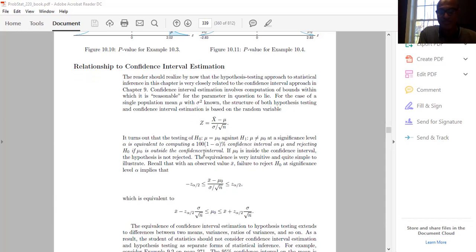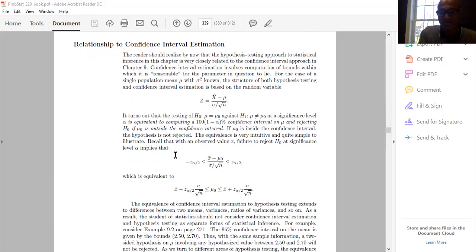If your nu 0 value is outside the confidence interval, reject H0. And if nu 0 is inside the confidence interval, as I told you, don't reject H0. The null hypothesis is not rejected. The evidence is very intuitive and quite simple to illustrate, and that's fine.